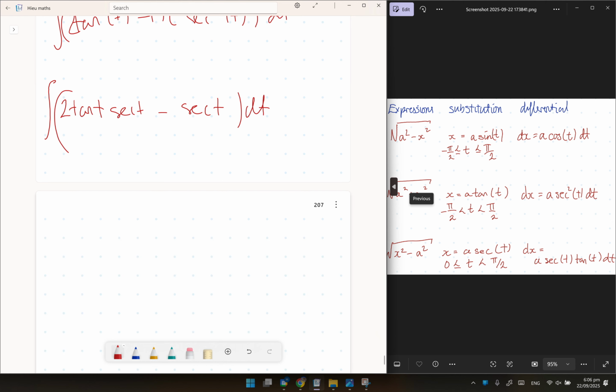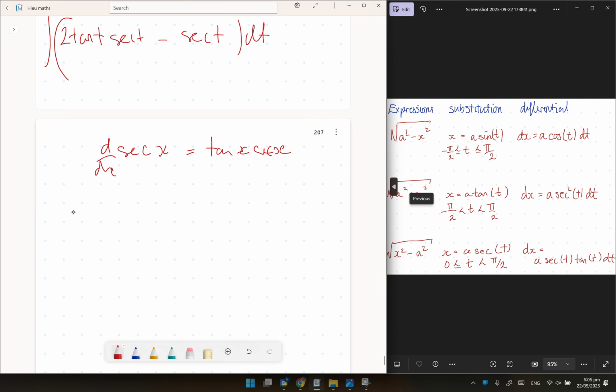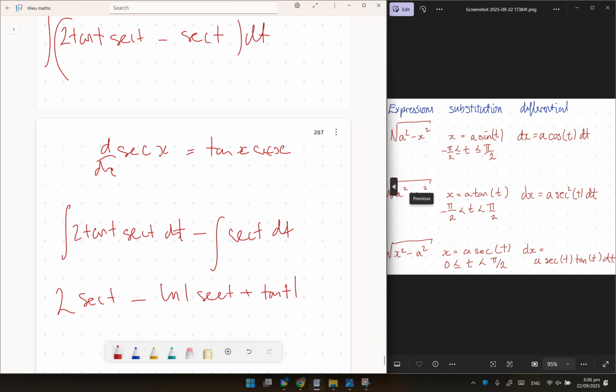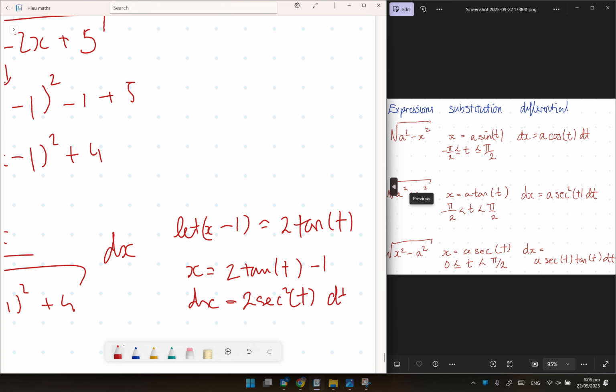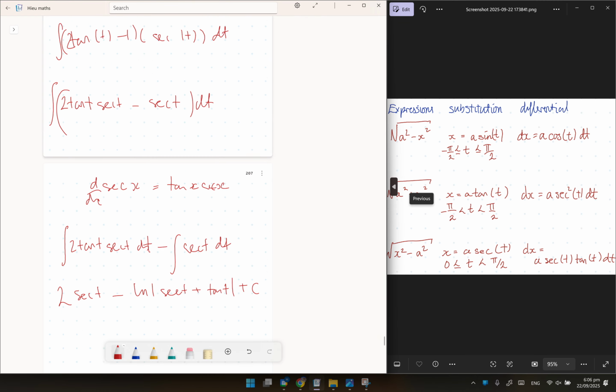And this is a simple integration. What differentiates into tan t sec t? Well, that would be sec t, since the derivative of sec t is tan t sec t. So we can do this as the integration of 2 tan t sec t dt plus the integration of sec t dt. That will be 2 sec t plus the ln of sec t plus tan t, plus c. All you have to do now is convert from t back into x. I'm not going to do it, it's going to take a lot of time, but that's how you do it.